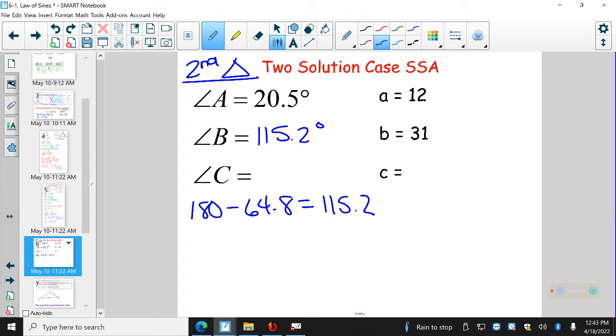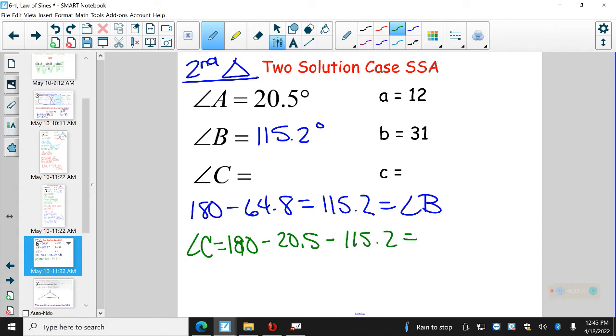Okay, so now that we have that, the next thing we need to find is, how do I find angle C? Just do the same thing. So to find angle C, I'm going to take 180 minus 20.5 minus 115.2. And what does that give you? 44.3. That is equal to angle C.